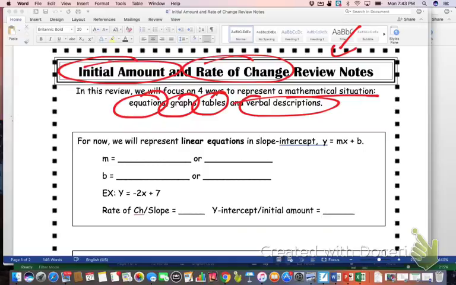So the first one we're going to look at are equations. And we are going to remember from class, I hope anyway, that for now, there are other ways to do it, but we are going to use the slope-intercept form, which is y = mx + b. And hopefully we remember from class that m stands for slope, but it can also stand for rate of change. Remember, those are 2 ways of saying exactly the same thing.